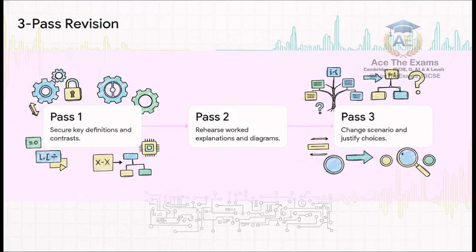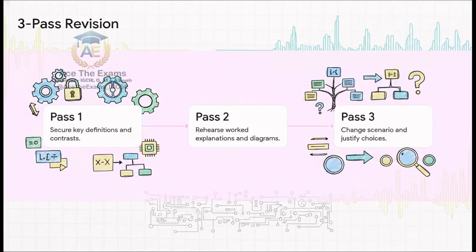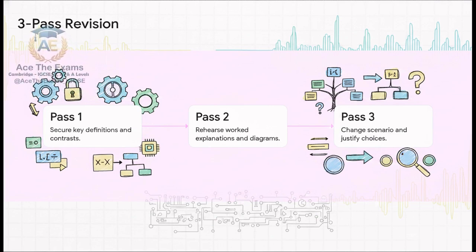In the second pass, you step it up. You aren't just reading. You are actively rehearsing worked explanations aloud and sketching out system diagrams from memory. But the real magic, the thing that pushes you to an A star, happens in the third pass. This is where you focus intensely on exam adaptability. You test yourself by changing the scenario, mixing terms, forcing yourself to justify why one method or device is better than another in a brand new, unseen context.